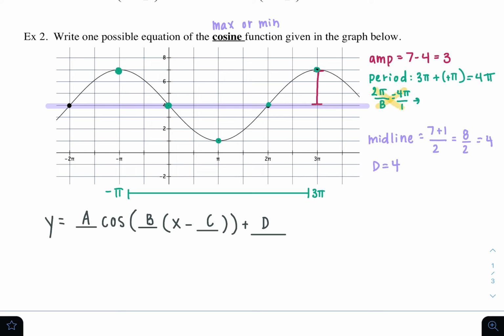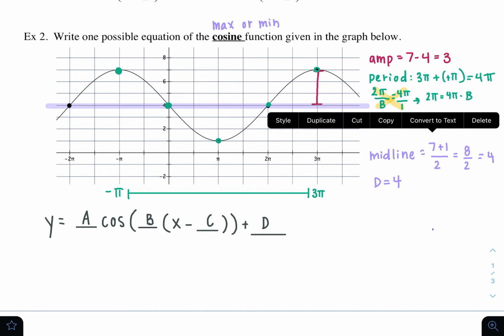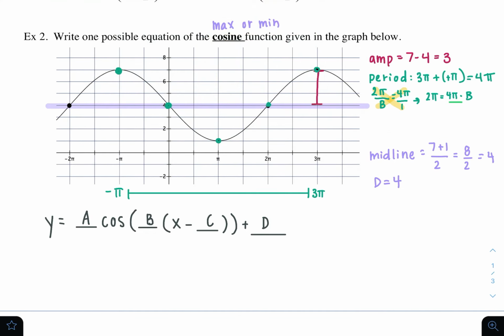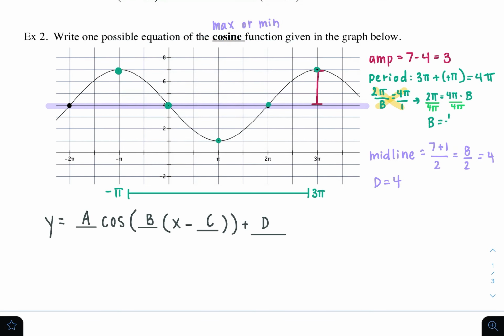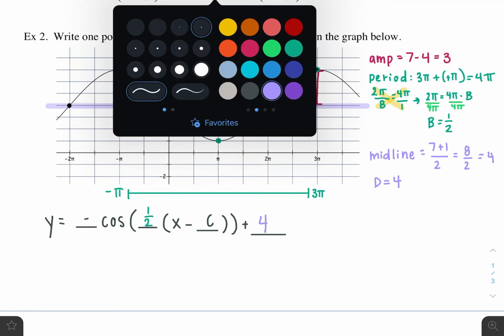When we cross multiply, we get 2 pi is equal to 4 pi times b. Let's go ahead and isolate our b value here. 2 divided by 4 is 1/2, and pi divided by pi simplifies to be 1. So our b value here is 1/2. So let's go ahead and fill these things in now. Our b value will be 1/2. Our d value will be 4. And our amplitude will be 3.